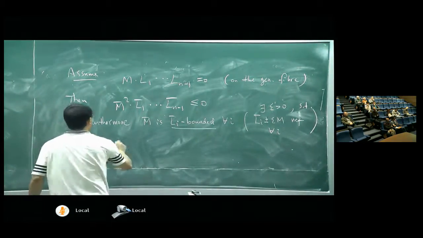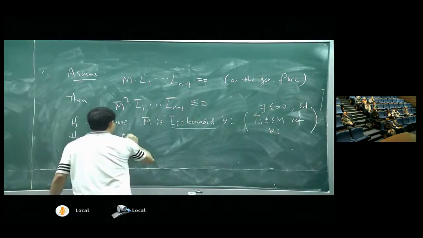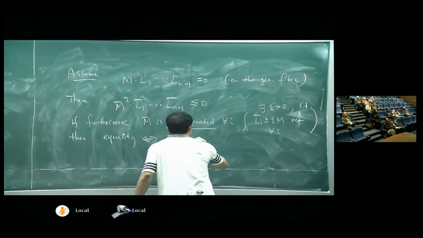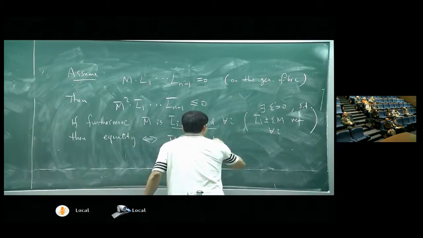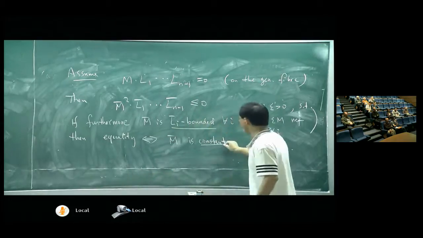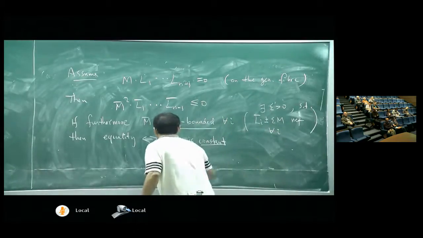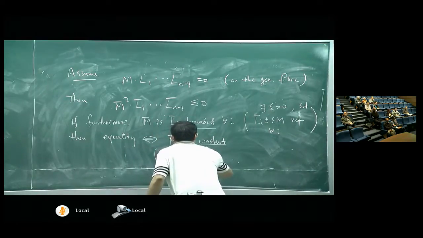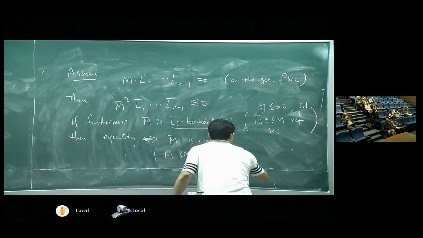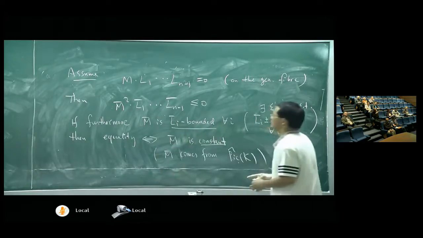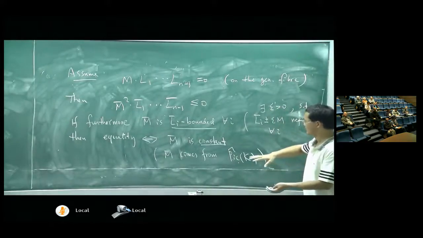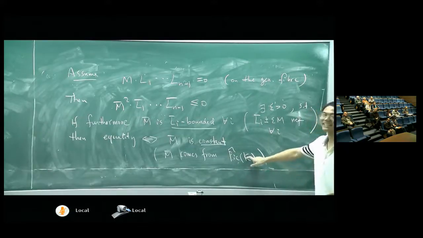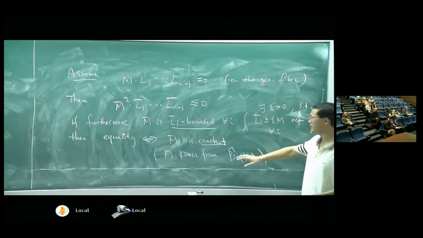Then equality holds if and only if M bar is constant. By constant we mean M bar comes from K bar. So X is over K, and it is essentially a limit of Pic of O_K, pulled back from the base.